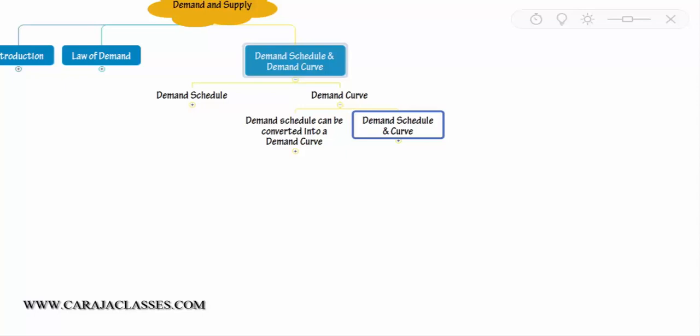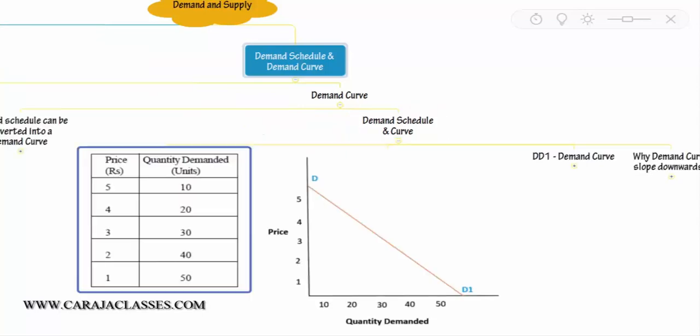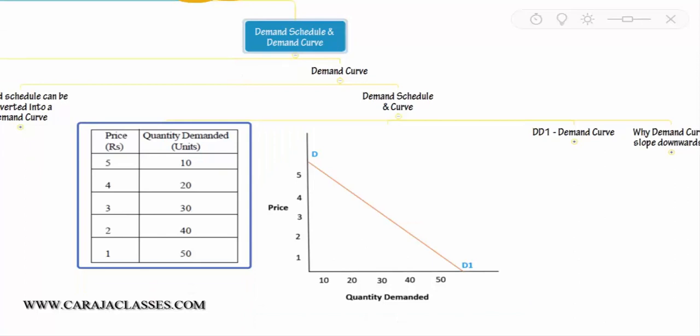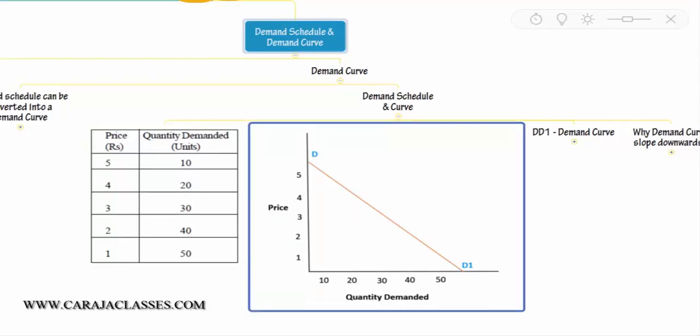Already I have shown you that hypothetical demand schedule. We'll use that hypothetical demand schedule. So look at here. When the price is 5, the demand is 10. When the price is 1, demand is 50. Okay, and for that demand schedule, if you draw demand curve, it will look like this, where you can see price on vertical axis and quantity demanded on horizontal axis.